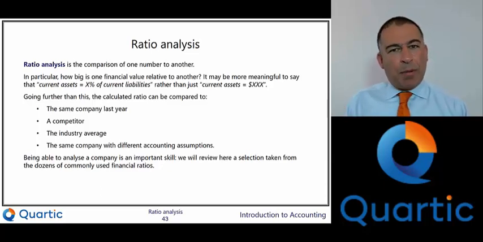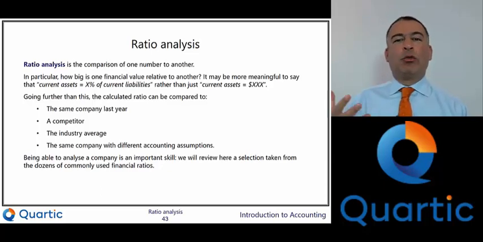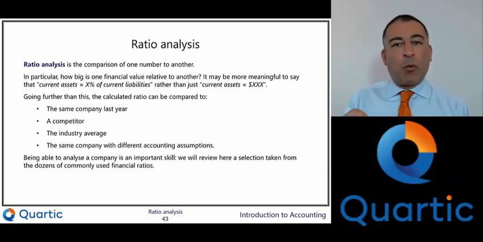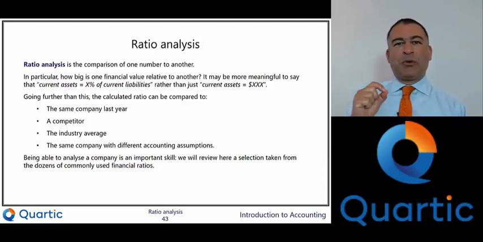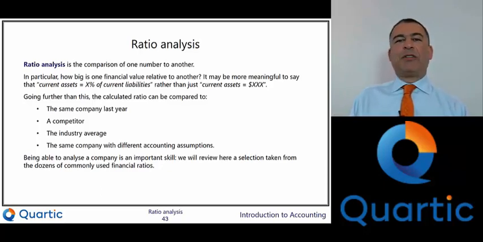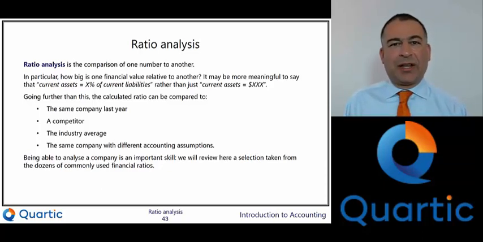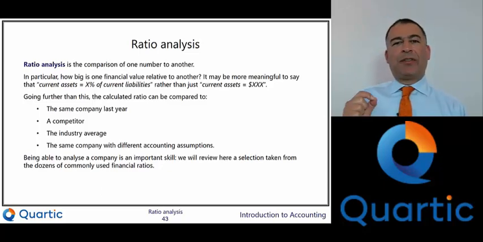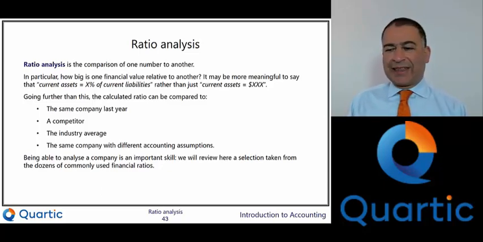Is it better or worse than a competitor? Is it better or worse than the rest of the industry? Or is it better or worse than if the company had made a different accounting decision? Remember early on, we talked about the choices managers have, and there's a whole section coming up on this. If the managers choose to change one of their assumptions, for example, from long asset lives to short asset lives or the other way around, how's that going to affect certain ratios? And we can have a look at that. Once we've understood the calculations, we can do analysis like that. So it's an important skill that we need to be able to apply to the financial numbers.